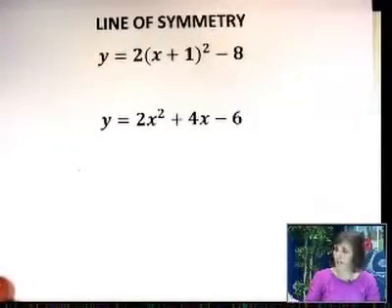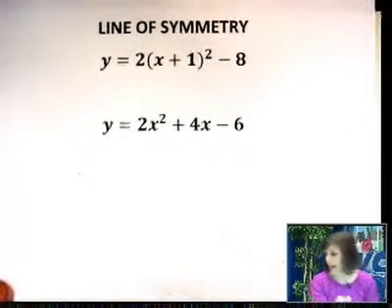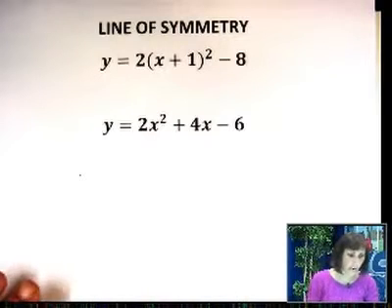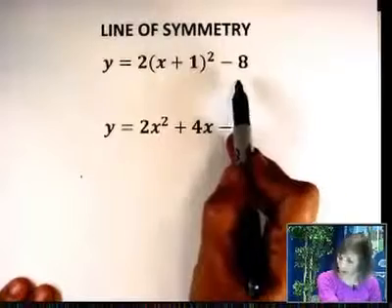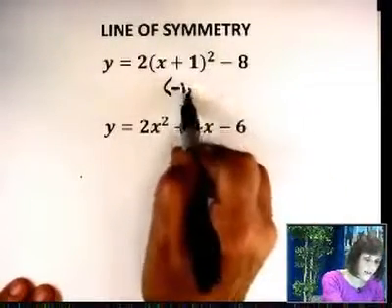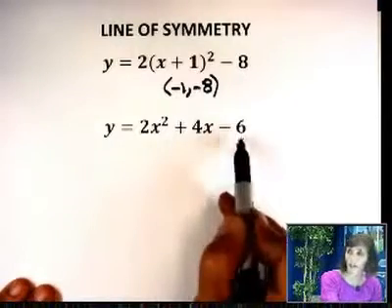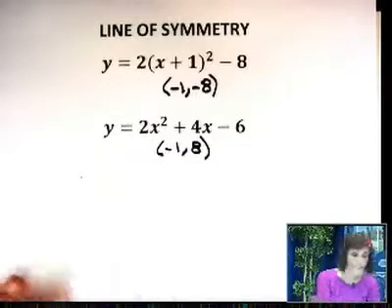All right. Let's look at the line of symmetry. Line of symmetry, what did I say? I need to go back to the vertex. My vertex, in this form, was (-1, -8). And in this form, I also got (-1, -8). So if you put everything together, let's write it.